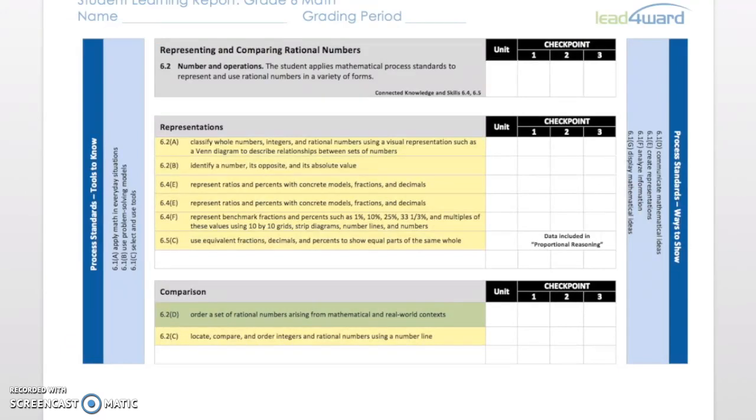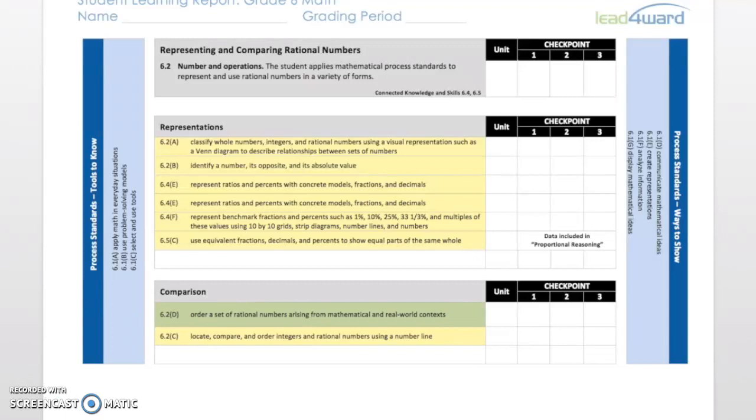Looking at the design of the Student Learning Report, you'll notice those same standards from the snapshot moved over onto the Student Learning Reports, but this time they'll be broken down and organized into clusters. This particular cluster that we're looking at is representing comparing rational numbers. Now, within that larger cluster, there are some concepts that we could bundle together. We call those subclusters, and you can see the subclusters on this Student Learning Report are representations and comparisons.